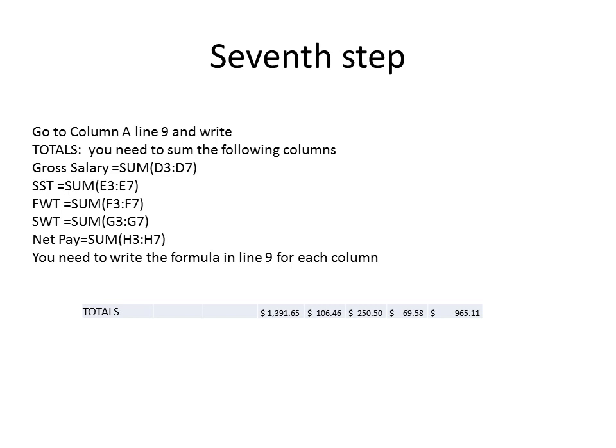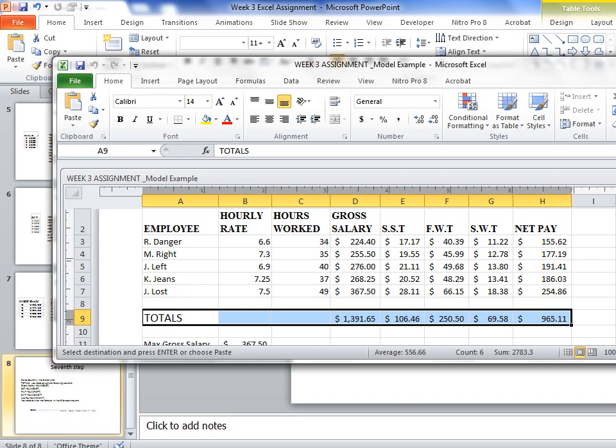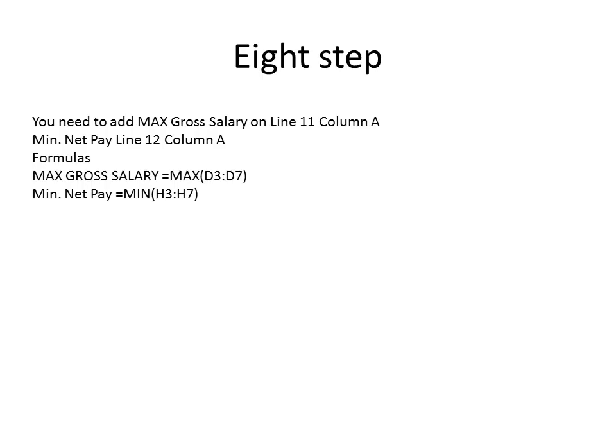You will see here the columns: employee, that's in A, B, C, D, E, F, G, and H, and you have the lines 2, 3, 4, 5, and so on. You have the totals here. Okay, that's what it should look like.